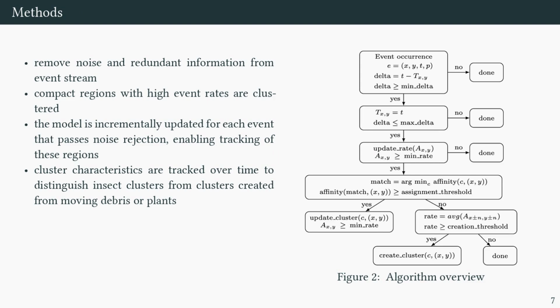The clustering algorithm begins by rejecting as many irrelevant events as possible. All remaining events are then used to incrementally update the model. They are either assigned to existing clusters or may cause cluster creation in high event rate regions. Cluster properties are tracked over time and used to distinguish insect from background clusters.